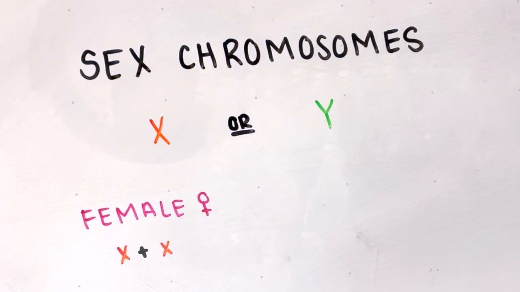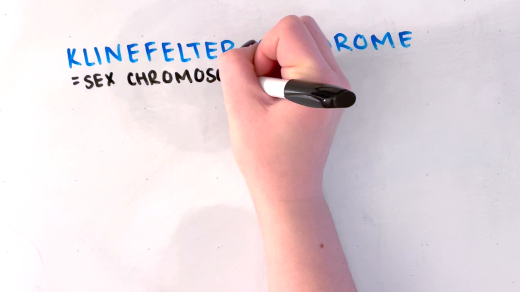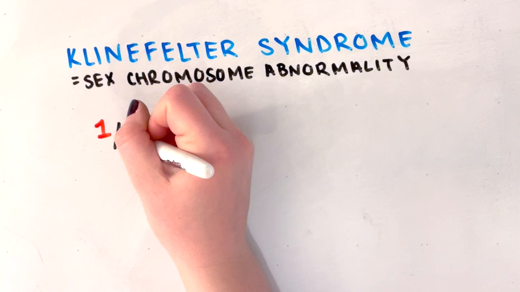However, sometimes individuals end up with an abnormal number of chromosomes. One example of a chromosomal abnormality is Klinefelter syndrome. This syndrome is one of the most common sex chromosome disorders, affecting around 1 in 650 newborn boys. That's around 0.15% of all males.